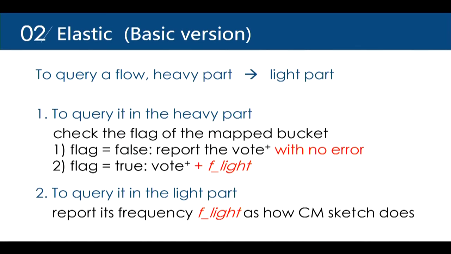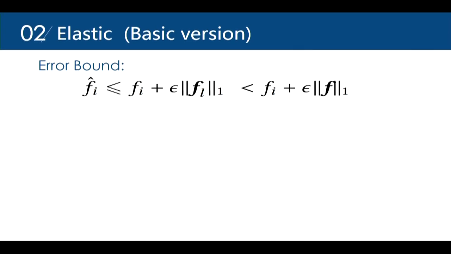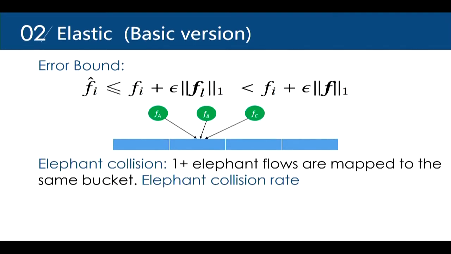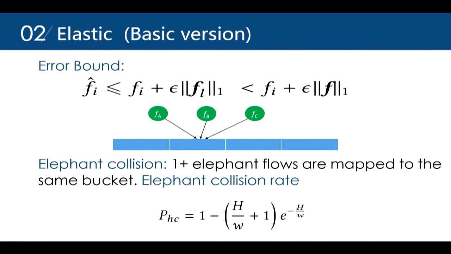And this is the query process. We first query the heavy part, then the light part. More details can be found in our paper. And this is the formula for the error bound. The error bound is much tighter than that of the CM sketch. The worst case is elephant collision. It means that more than one elephant flow is mapped to one counter. The collision rate can be calculated by this formula. Obviously, the collision rate should be as small as possible. Later, we will show several methods to minimize the collision rate.